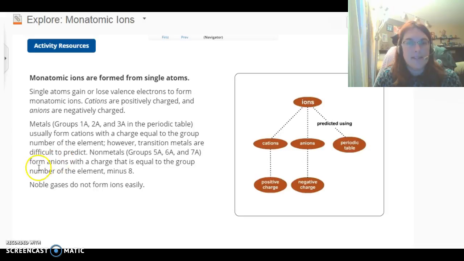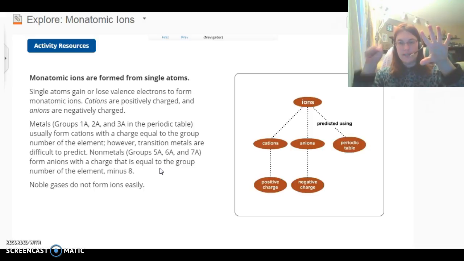Nonmetals, groups 5A, 6A, 7A, form anions with a charge that is equal to the group number of the element minus 8. Or in other words, how many valence electrons does group 5A have? 5 valence electrons. It's going to gain how many electrons? 3. It has those extra negative electrons. So what's the charge? -3. Group 6 has how many valence electrons? 6. What is it going to do for a full outer shell? Gain 2. So the charge will be -2.